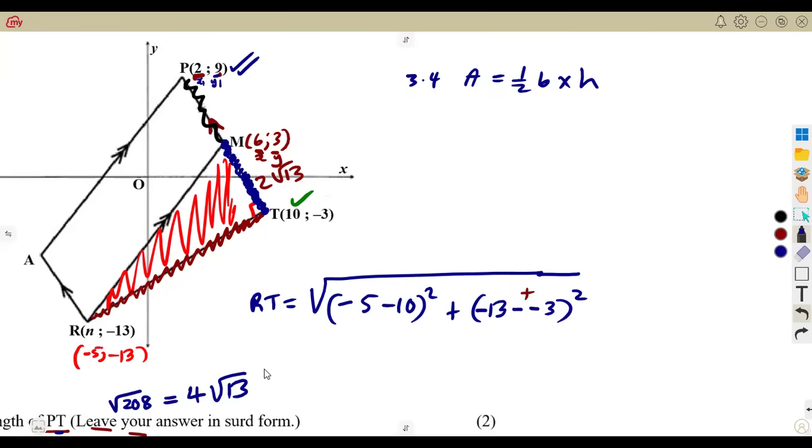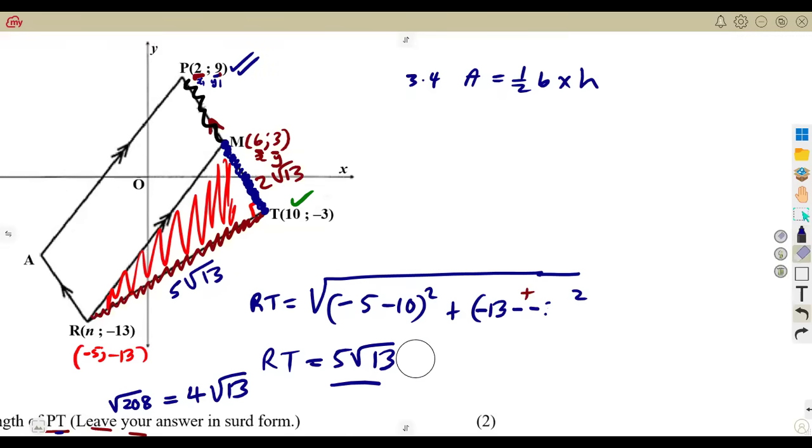So just use your calculator, guys, at once. This is going to give you 5 square root of 13 on your calculator. You have the length of RT there: 5 square root of 13.